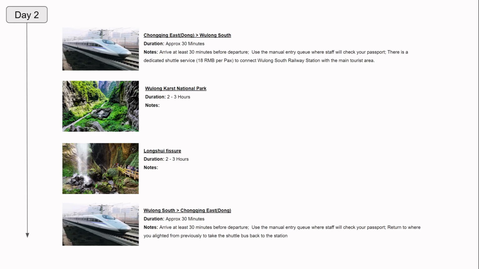So how do you go there? Once you reach the main tourist area, you can take a shuttle bus to Wulong Karst. Once you finish exploring Wulong Karst, there's another shuttle bus that takes you to Laozhai Fissure. Once you complete Laozhai Fissure, you can take another shuttle bus back to the tourist area. From where you alighted just now, you need to pay 18 RMB to take the bus back to the railway station, where you can go back to Chongqing East. So this is basically the whole day.